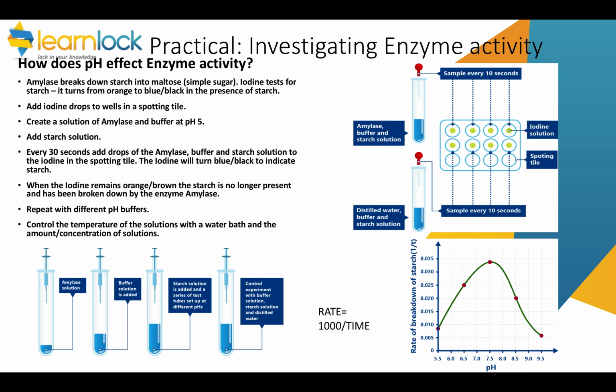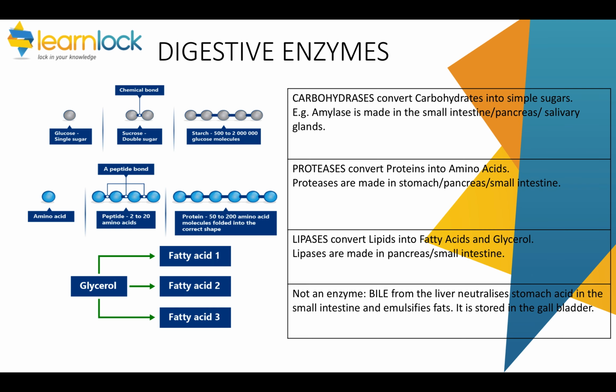But when the enzyme starts to work, the amylase breaks down the starch, and there won't be any starch left. So when the iodine remains orange and doesn't turn blue or black anymore, it means the enzyme amylase has broken down the starch. So you would time how long this would take. And then you can repeat it with different pH buffers, making sure you keep certain things the same, like temperature by using a water bath, and the concentrations and amounts of the solutions.